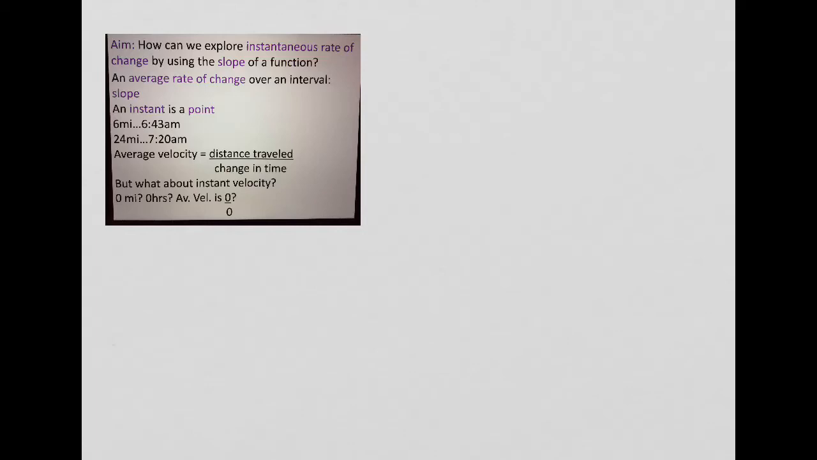Okay, so today we're going to explore this topic, instantaneous rate of change, by using the slope of a function to get the idea of some of the big topics that we have in calculus. There are three that we go into: limits, derivatives, and integrals. We're not talking about integrals here. However, by talking about the slope right now, we are pretty much talking about a derivative.